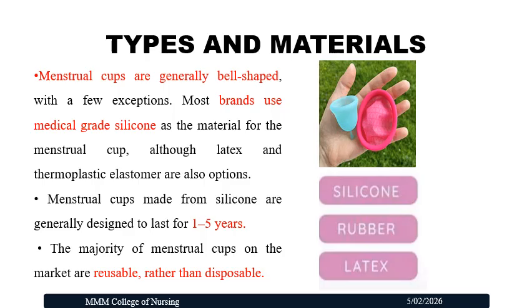So the materials: I have discussed the shape, bell-shaped with a few exceptions. Most brands use medical grade silicone as the material for the menstrual cup, although latex and thermoplastic elastomer are also options. Menstrual cups made from silicone are generally designed for 1 to 5 years, and the majority of menstrual cups on the market are reusable rather than disposable. So silicone, rubber and latex are the materials used for manufacturing menstrual cups.